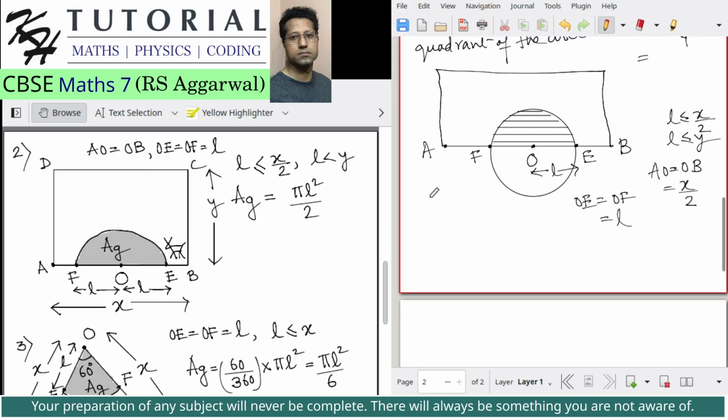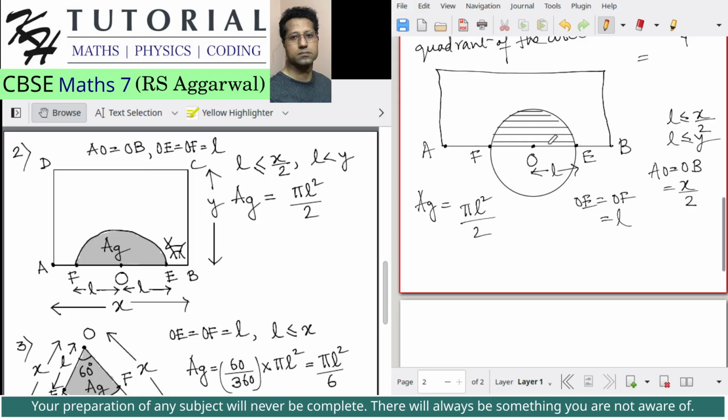So in this case, we can say that AG, which is the maximum area, we are denoting the maximum area of grazing with the letters AG. So AG in this case will be, the area of the circle is pi L square, because L is the radius of the circle, and the shaded region is the semicircle. So its area will be pi L square by 2.